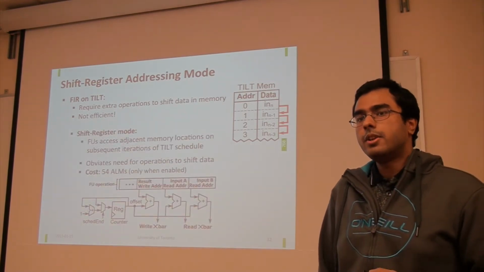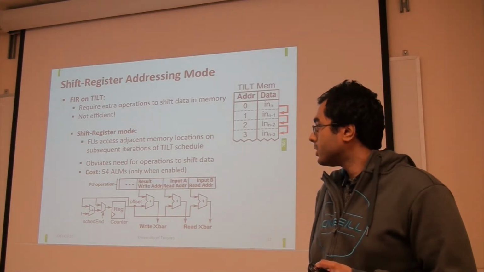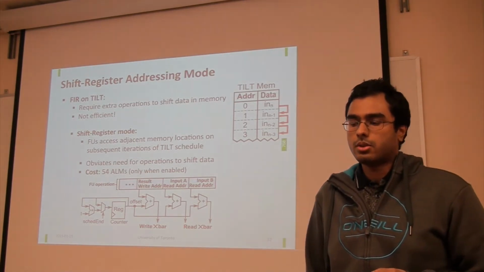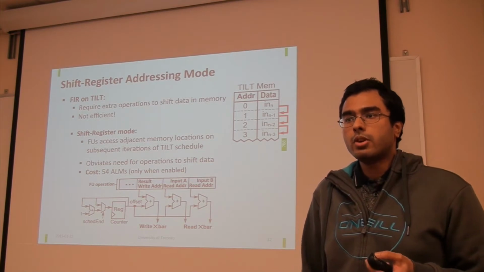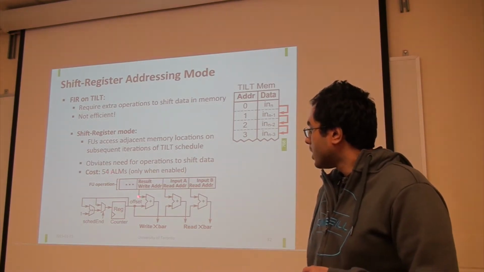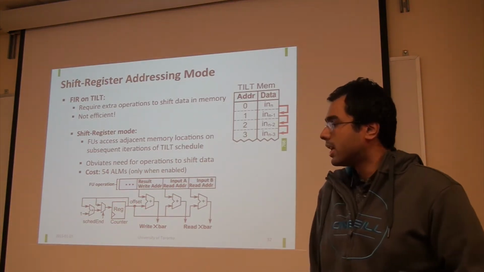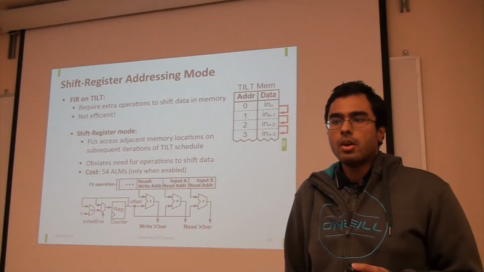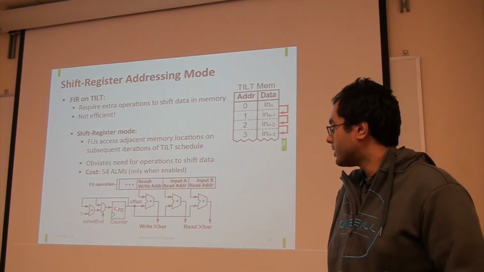Alternatively, with the shift register addressing mode, a small amount of additional hardware is generated that allows FUs to access adjacent memory locations on subsequent iterations of the tilt schedule, thus essentially removing the need for the extra shift operation. This is accomplished by adding an offset to these static addresses in the tilt schedule. The result is much better throughput and a smaller instruction memory at a cost of 54 ALMs for this extra hardware.